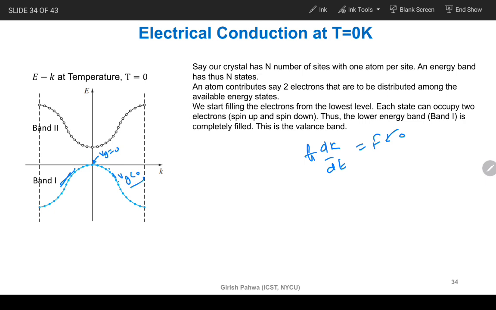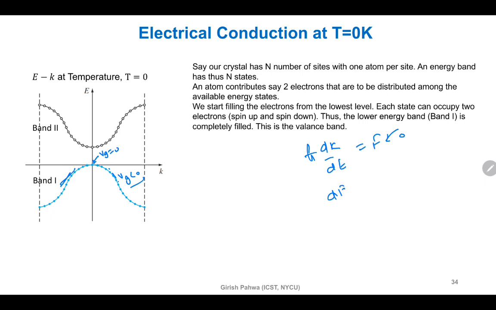So every electron in a particular k state has a fixed k. It doesn't change with time, and because of that fixed k, your dE by dk, which is proportional to the Vg, is also fixed. So the electron is moving with some fixed velocity. Now how much current is one k state going to contribute? Can you tell me?